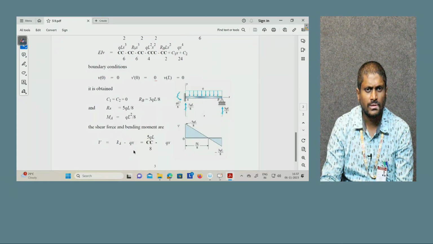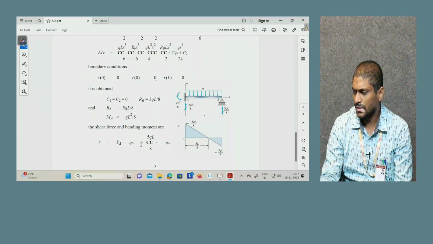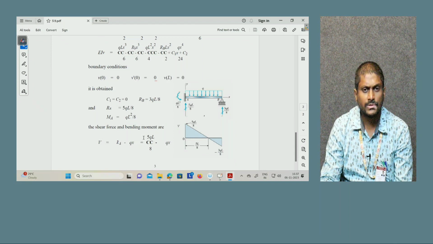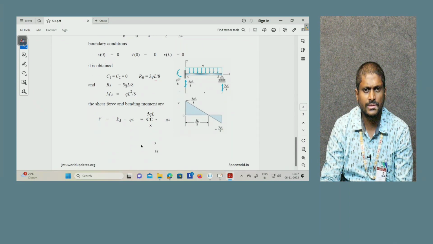The shear force and the bending moments are given like this.